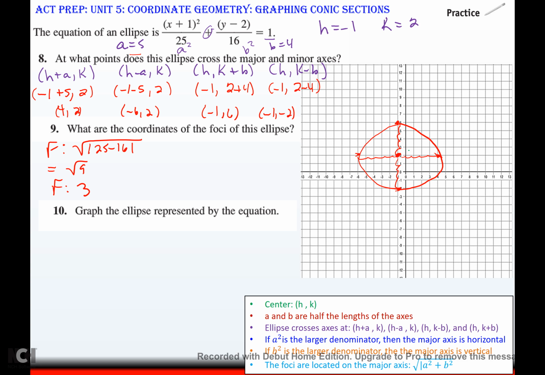So my center is at negative 1, 2, so my foci are going to be at negative 1 plus 3, comma 2, and negative 1 minus 3, comma 2. Because I'm starting here at negative 1 and I'm going 3 units this way, 1, 2, 3, and 3 units this way, 1, 2, 3. And let's see if we're right. Negative 1 plus 3 would be 2, comma 2. Yep. Negative 1 minus 3 would be negative 4, comma 2. Yep. Those are where my foci are located.